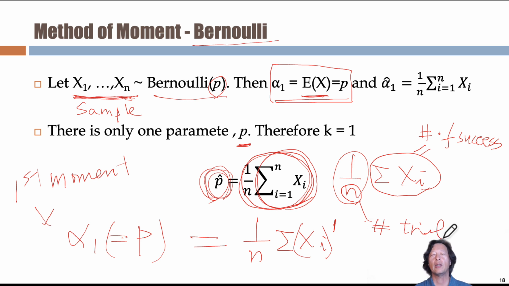So if you try like 10 times and the number of successes becomes 6, then what would be the probability of success? 60%, right? So this is 6 over 10.